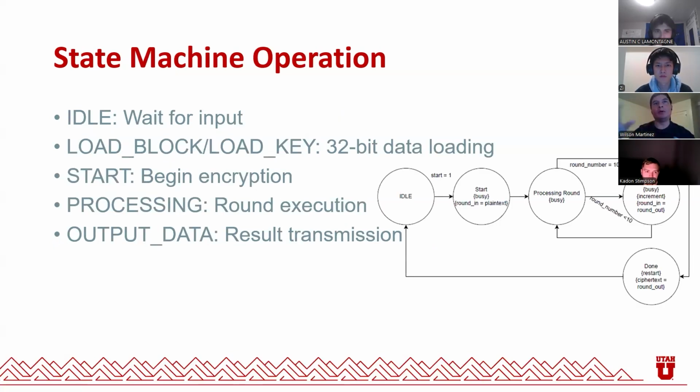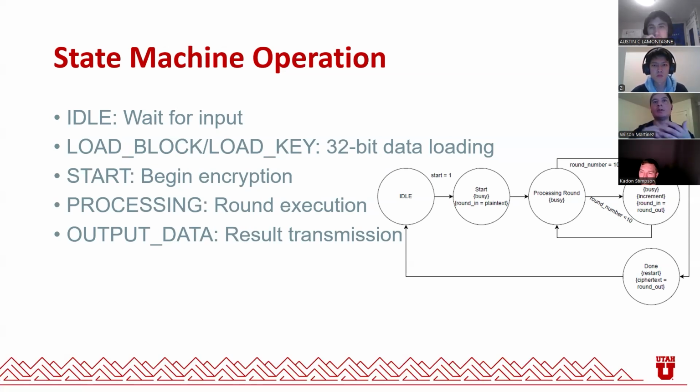We have an overall basic state machine operation. We are waiting for the start signal for the AES to be enabled. Once we get that signal, we go out from this idle state and move either to load the block, or the information that we want to encrypt, or load the key, which needs to be provided, the 128-bit key. Once we have either of those, we start the encryption, and that's the next step in the process.